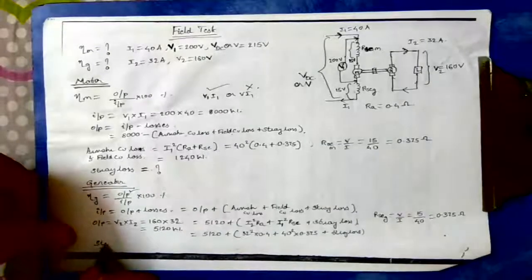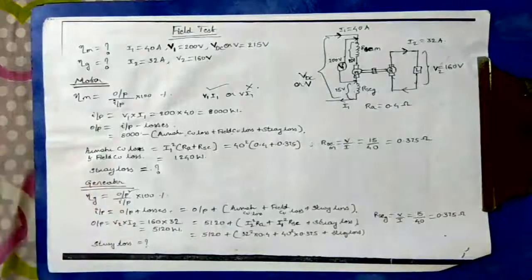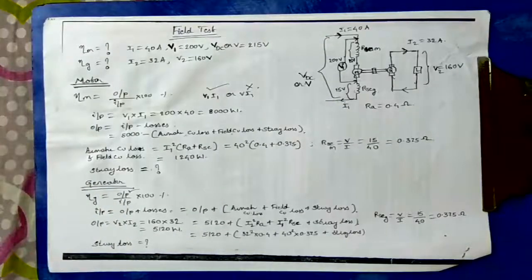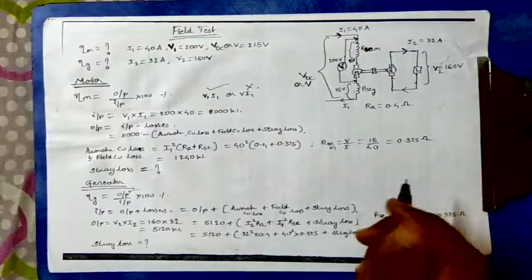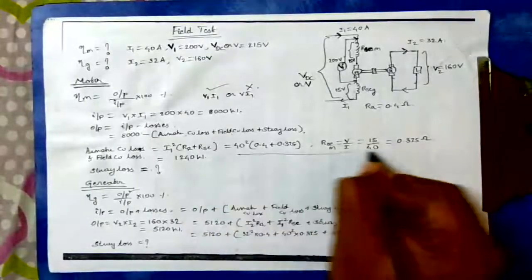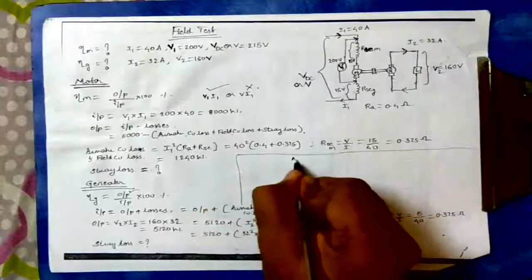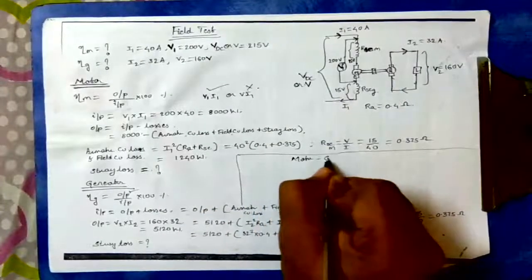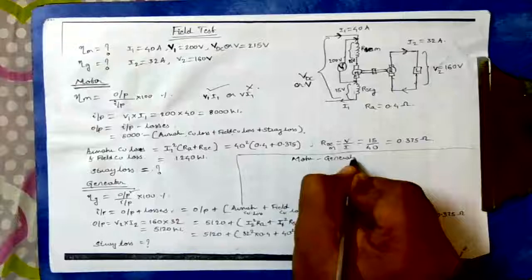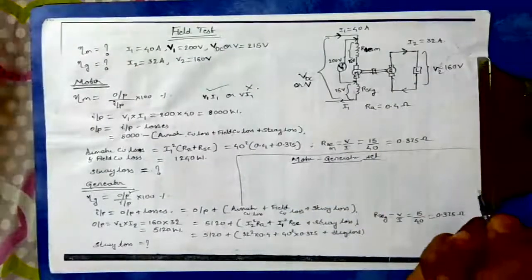So stray loss here also is a question mark. In both cases we need to calculate the stray loss. To calculate it, similarly we shall follow what we followed in the Hopkinson test, that is, we shall take a motor generator set.